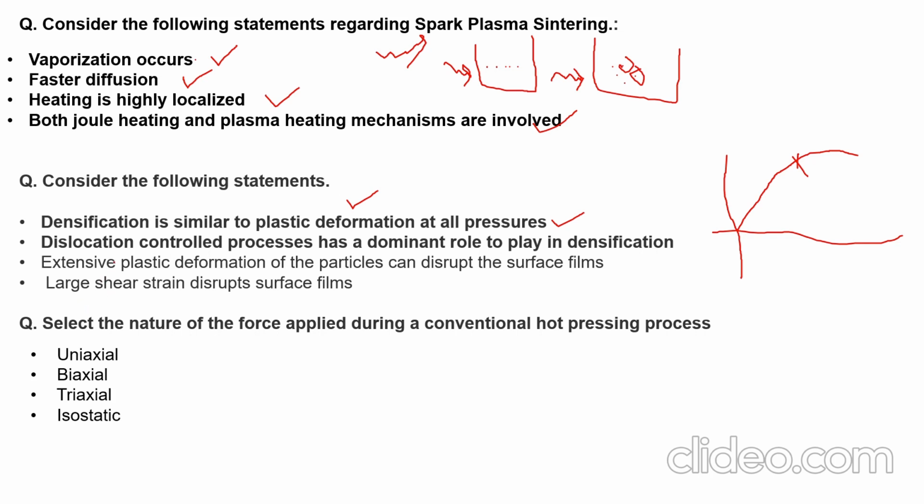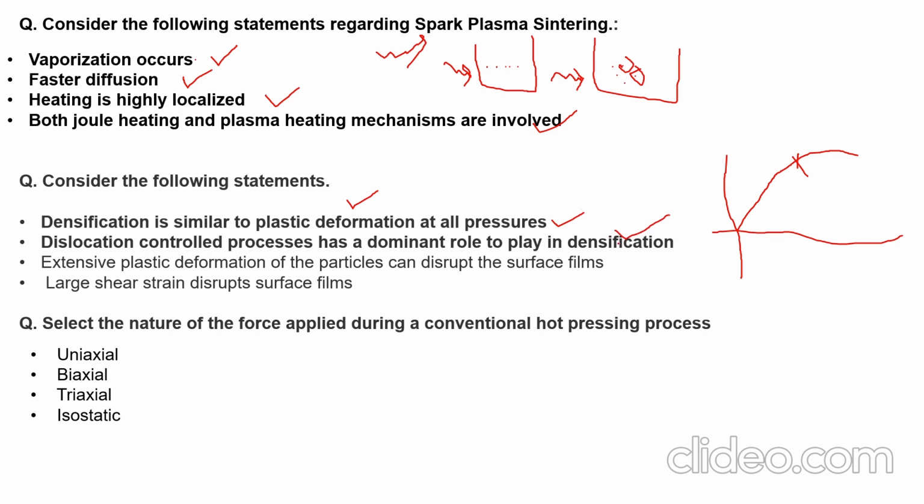Then there is another that says dislocation controlled processes have a dominant role to play in densification, right? This is true because dislocation controlled processes will influence the movement of your dislocations. They will influence your grain growth. It will influence your particle sizes, and therefore it will help in your densification. So the first and second options are the correct options.